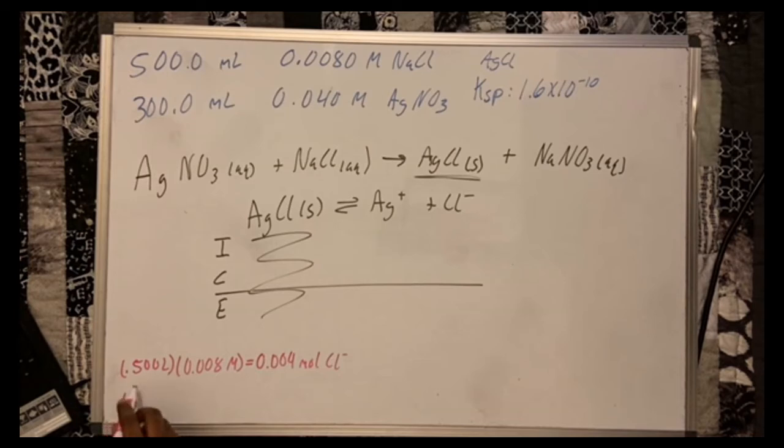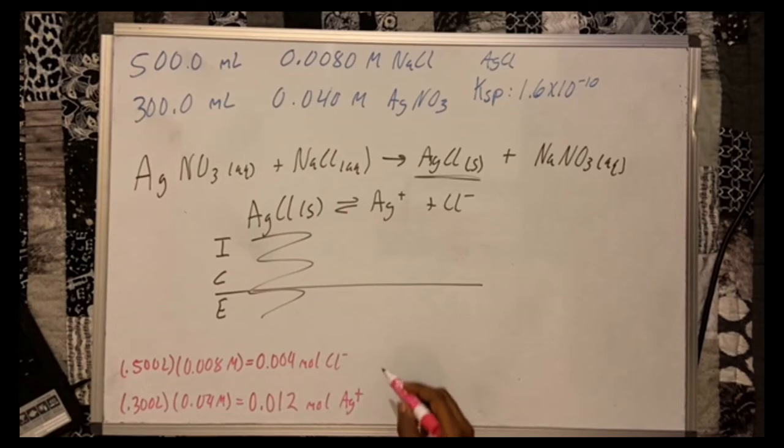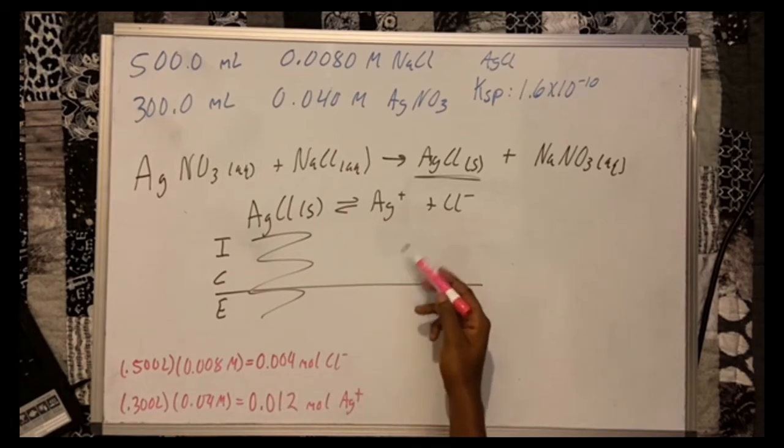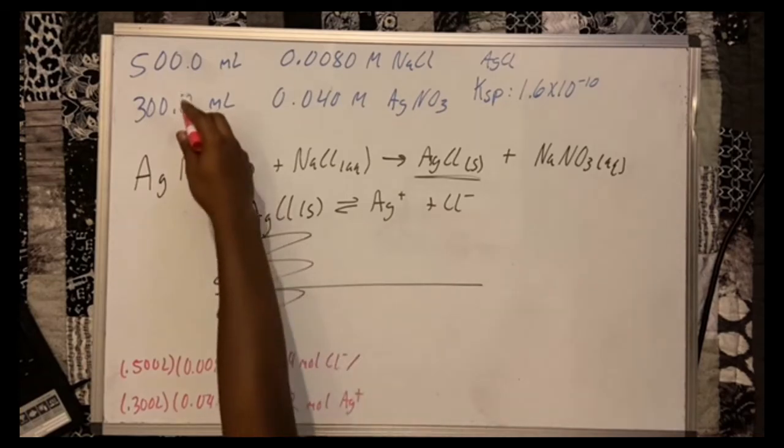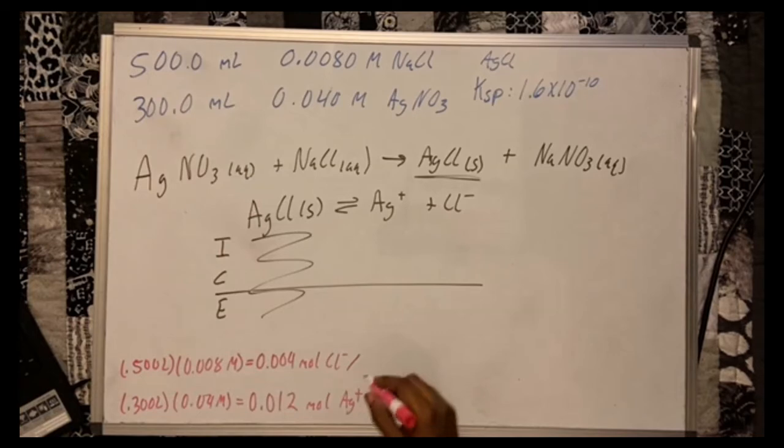Do it again for Ag plus, 1-to-1 for both of those conveniently. So 0.300 liters times 0.04 molar, and I get 0.012 moles of Ag plus. Again, for our ICE table we need molarities, so we need to divide by our total volume. I did 500 milliliters plus 300 milliliters, so that's 800 milliliters, so 0.8 liters. Divide both of these by 0.8 liters.